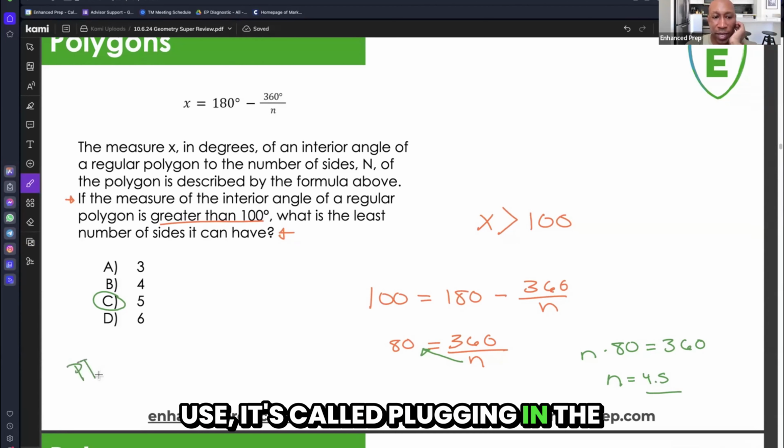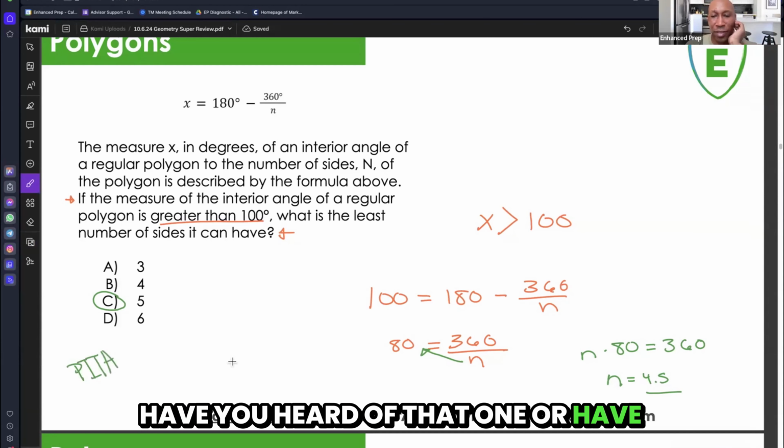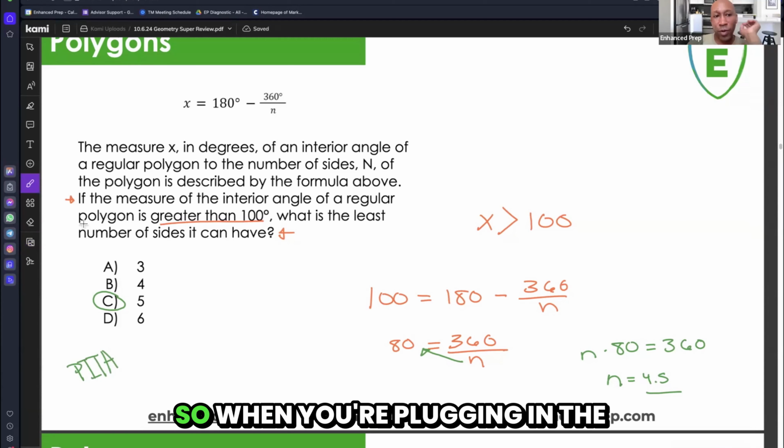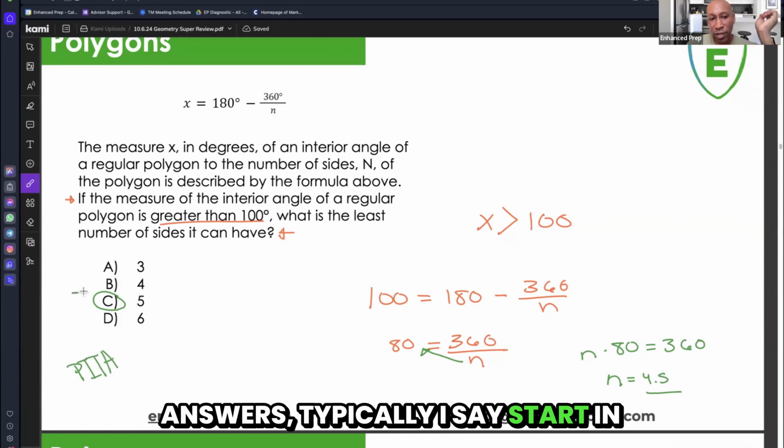It's called plugging in the answers. Have you heard of that one, or have you used that before? Oh, yeah. Okay. Just plug that in. Exactly. So when you're plugging in the answers, typically I say start in the middle.